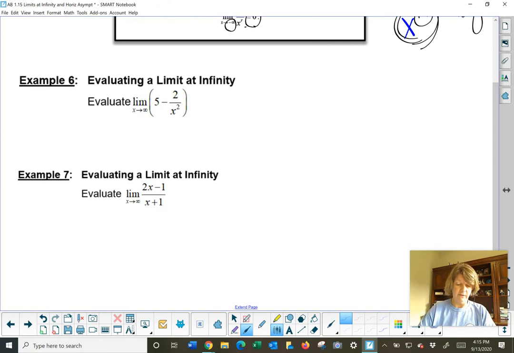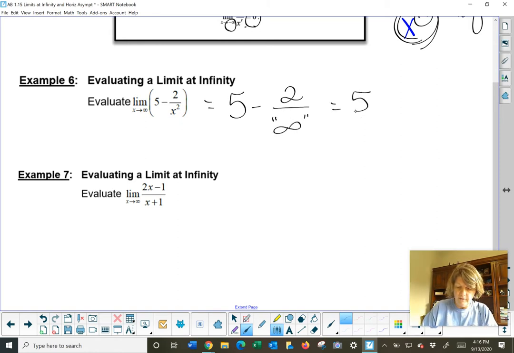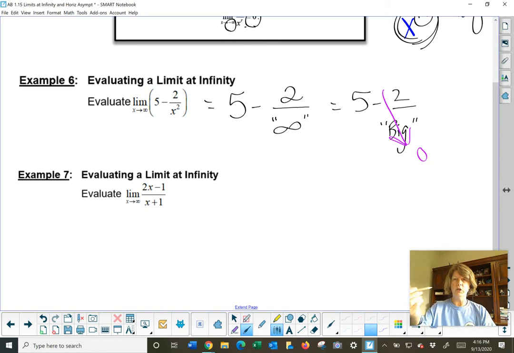Evaluating a limit at infinity. So if I think about this one, I'd have 5 minus 2 over infinity, which is like saying 5 minus 2 over extremely large. Well, this will go to 0. 2 over large is going to go to 0. That'll give me 5 minus 0. Looks like I have a limit of 5.